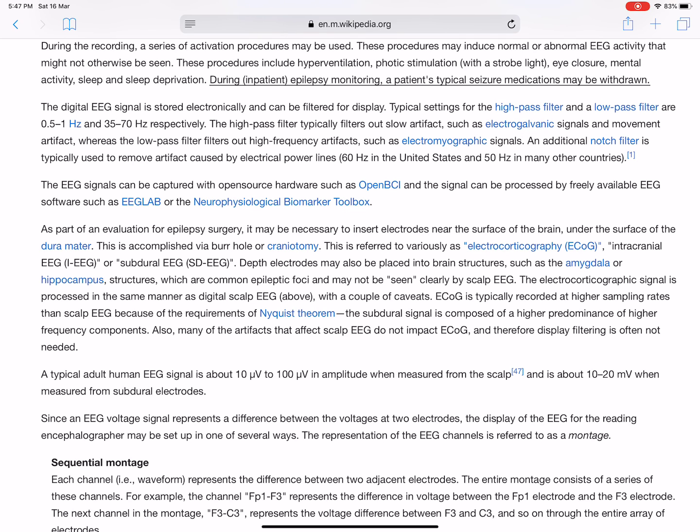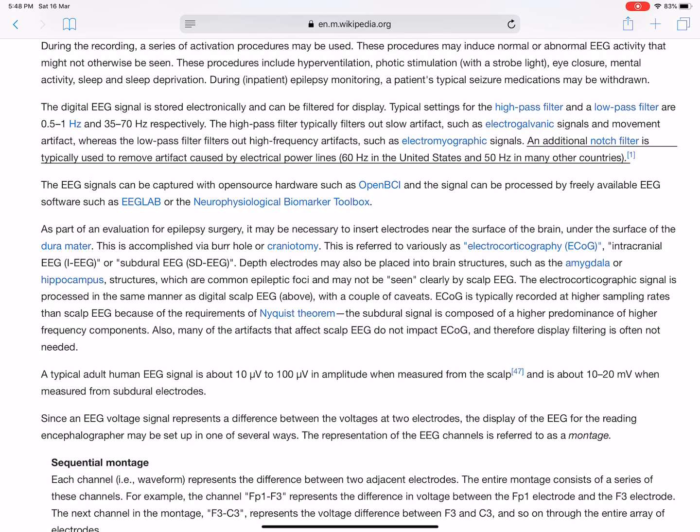The digital EEG signal is stored electronically and can be filtered for display. Typical settings for the high-pass filter and a low-pass filter are 0.5 Hz and 35 Hz respectively. The high-pass filter typically filters out slow artifact, such as electrogalvanic signals and movement artifact, whereas the low-pass filter filters out high-frequency artifacts, such as electromyographic signals. An additional notch filter is typically used to remove artifact caused by electrical power lines, 60 Hertz in the United States and 50 Hertz in many other countries.